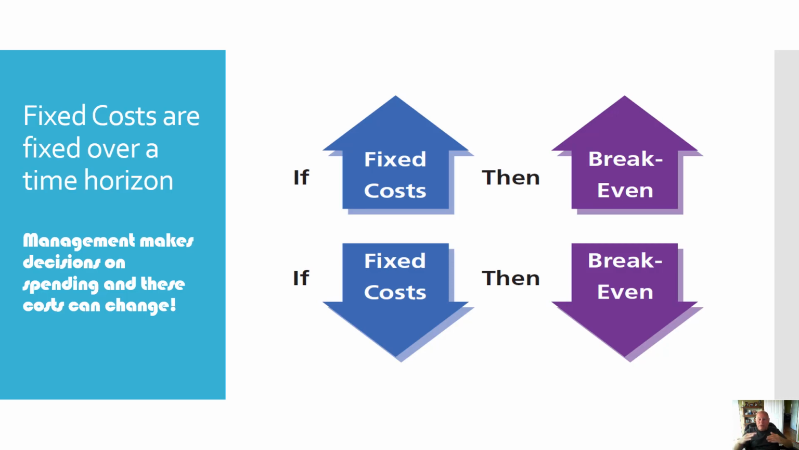Okay? So if fixed costs go up, then the break even goes up. Fixed costs go down, then break even goes down. So management is looking, how can we manage those fixed costs? If we make this decision, how does that impact our break even? And have we moved that line down to increase our profitability? Okay.